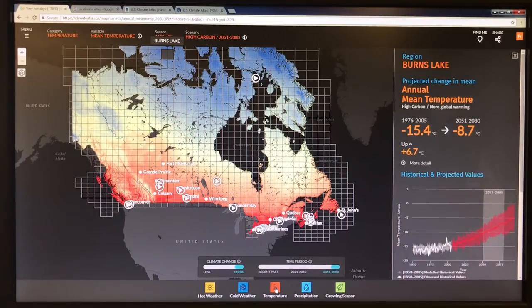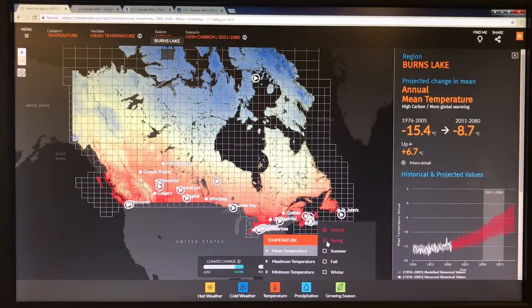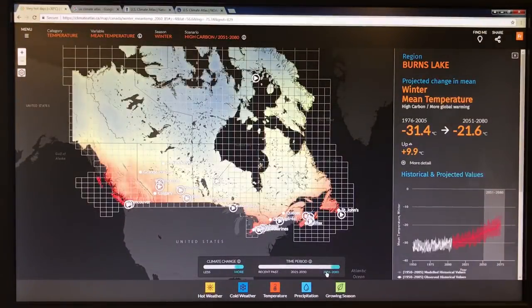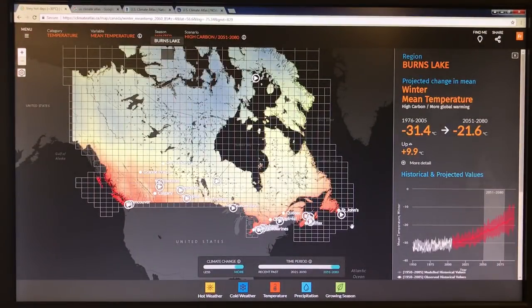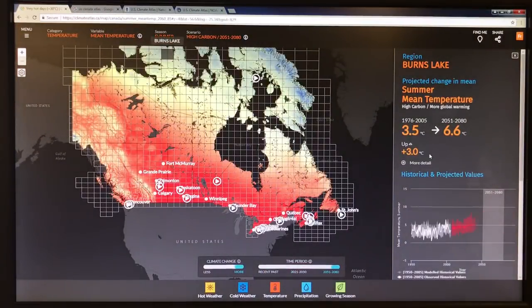You can see how precipitation or temperature varies. Let's look at mean temperatures in the winter, for example. Look at the winter. Look how much warming there is in the winter: 9.9 degrees Celsius, versus, let's have a look in the summer, only 3 degrees Celsius. So most of the warming is occurring in the winter as opposed to the summer.